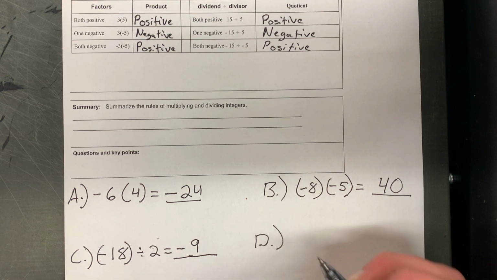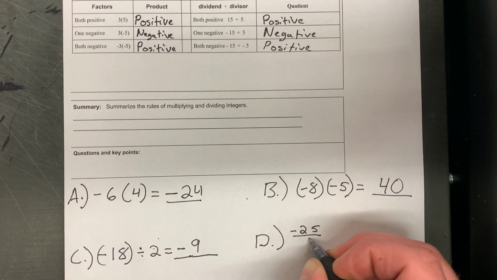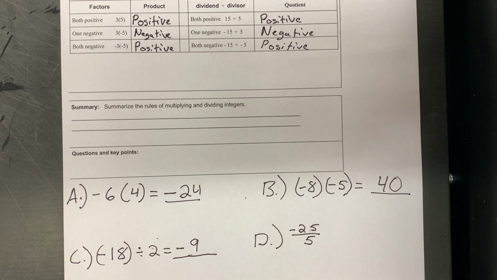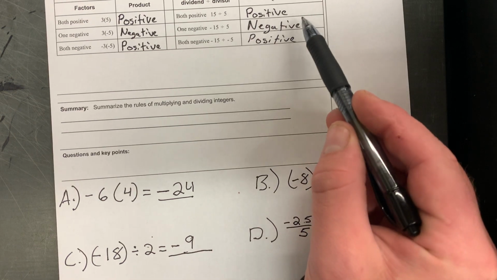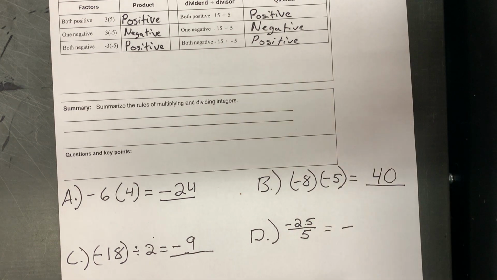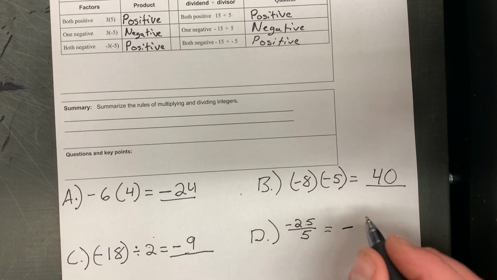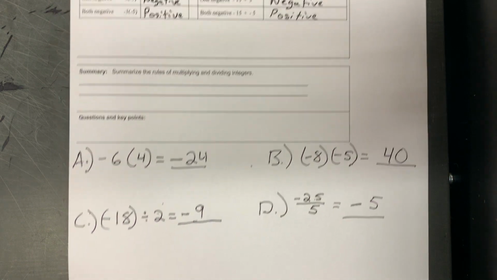We go to another problem. If I have negative 25 divided by 5, I have one negative number, the negative 25. Remember that this is another way that we can write division problems. Top number being divided by the bottom number. Negative 25 divided by positive 5. I have one negative number, so I know I'm going to have a negative answer. If I know it's going to be negative, I can just divide like normal. 25 divided by 5 I know is 5. And it's going to be negative 5 since I have one negative number.